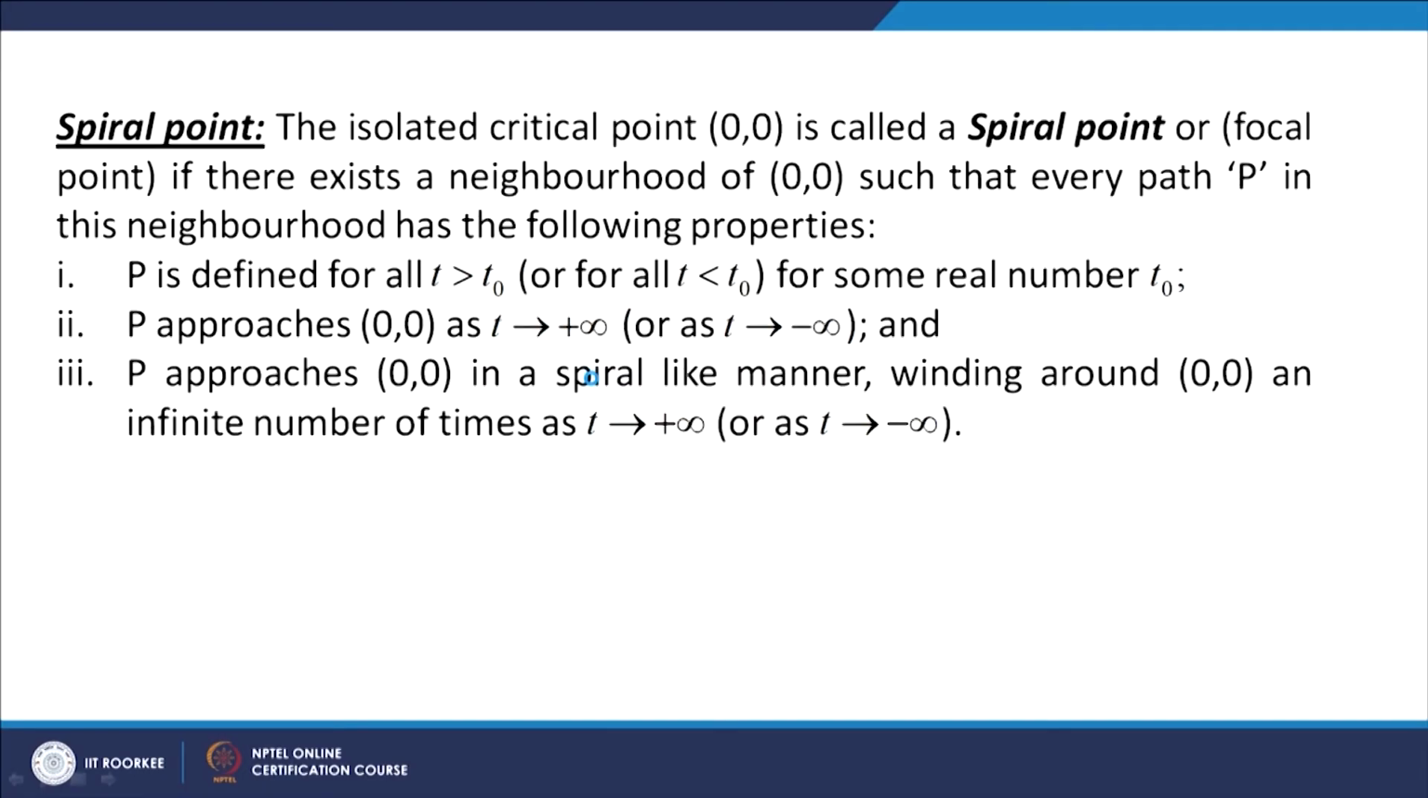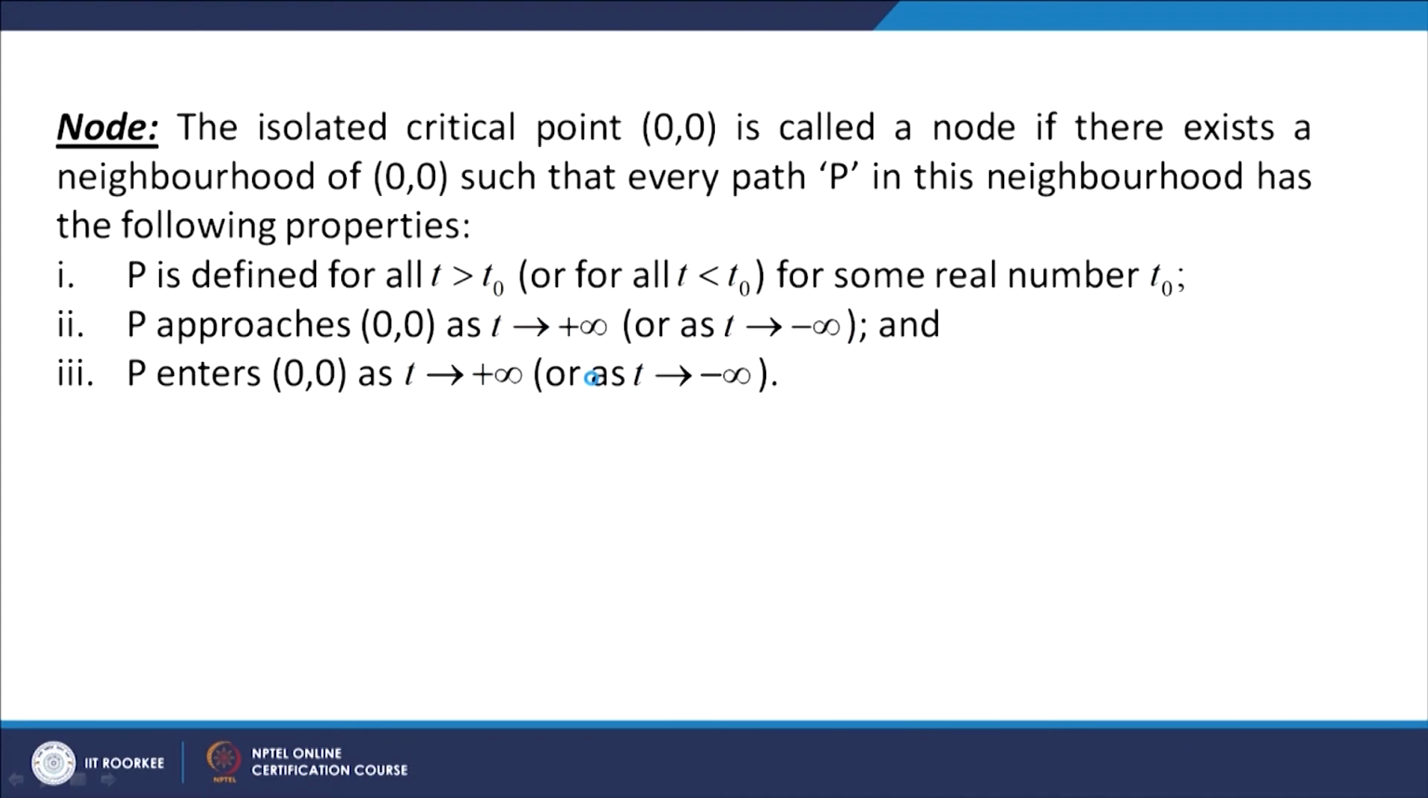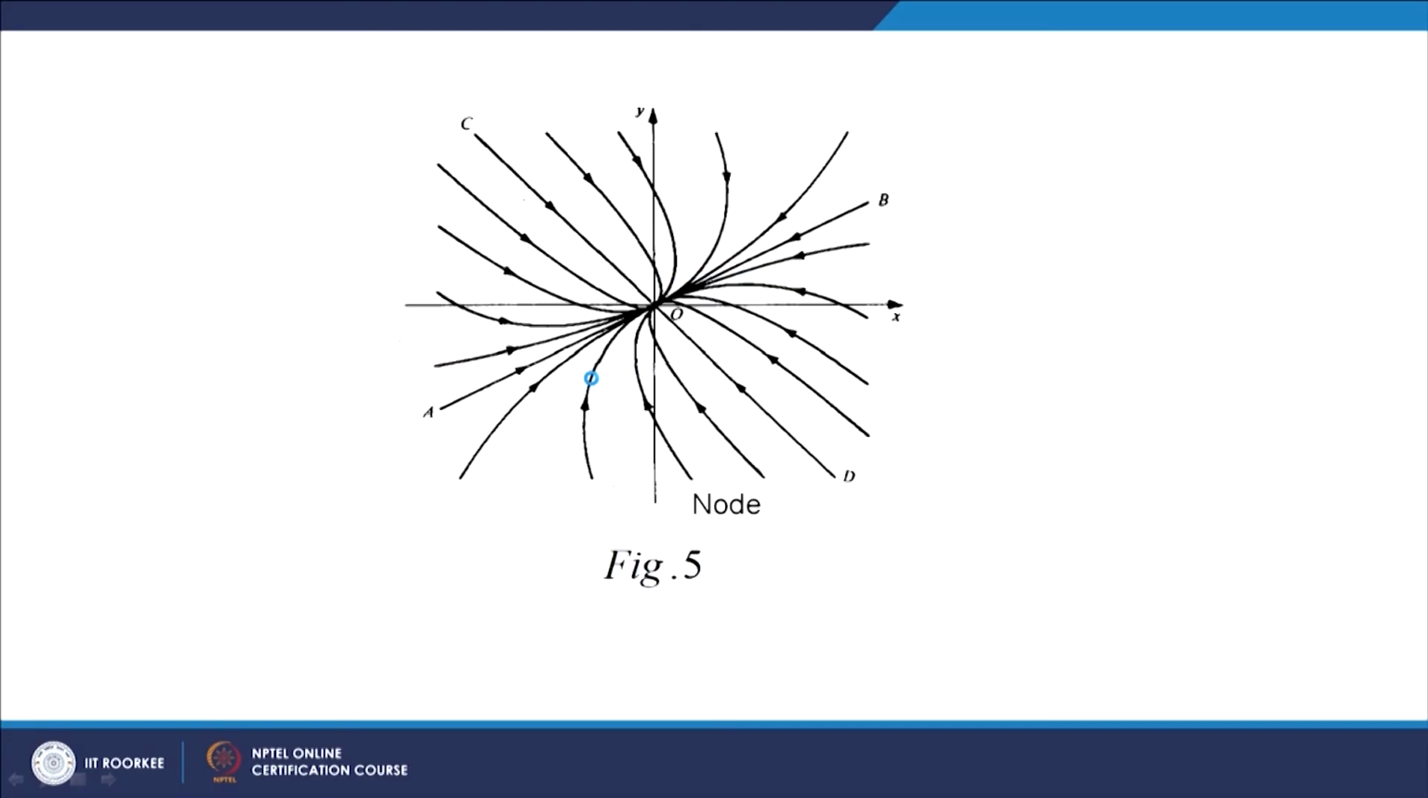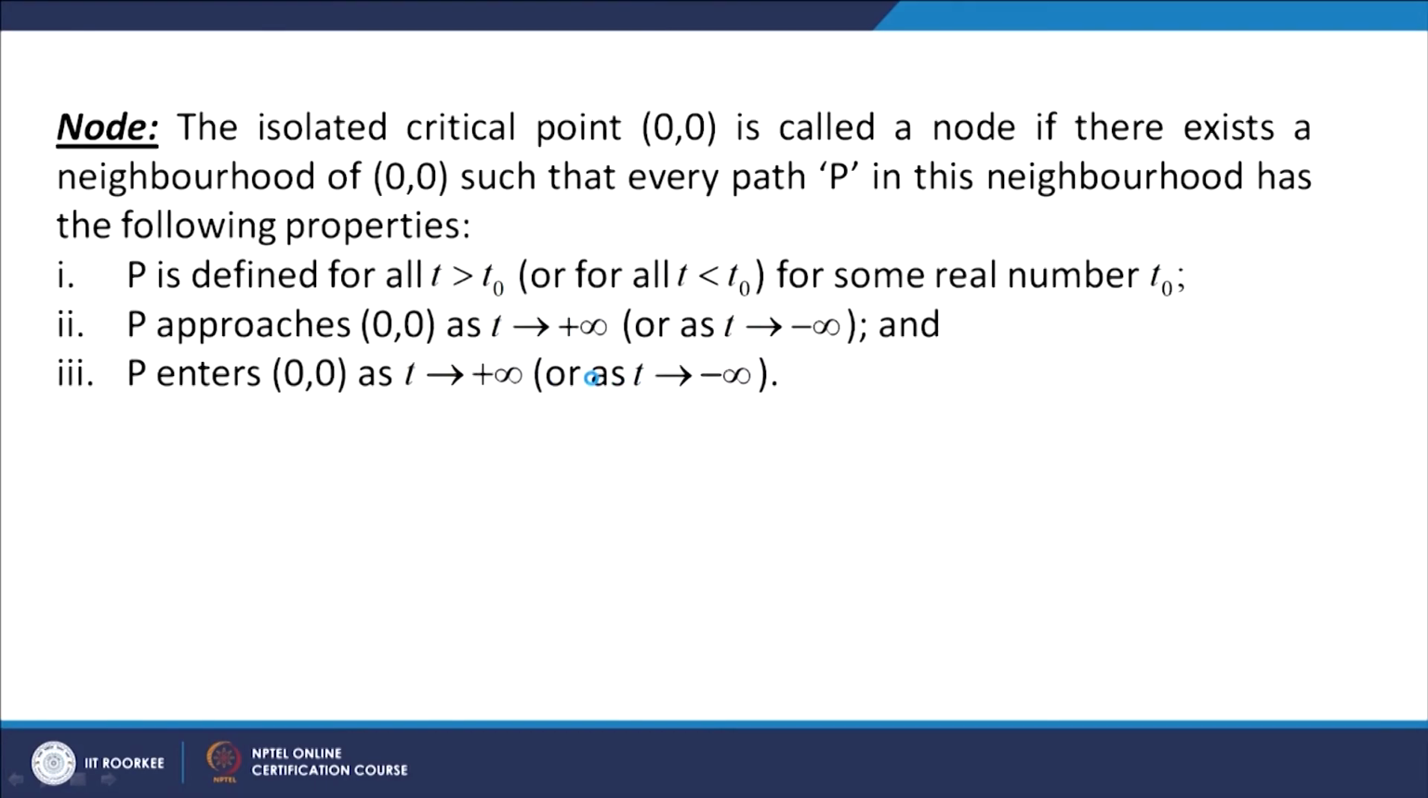Now, in the spiral case, P approaches 0 0 in a spiral like manner, and it winds around 0 0 an infinite number of times. Here P approaches 0 0, or P enters, as t goes to plus infinity or as t goes to minus infinity, but it does not wind around the point 0 0. So, in the case of node, we have P is defined for all t greater than t naught for some real number t naught. P approaches 0 0 as t goes to infinity or minus infinity, and P enters 0 0 as t goes to plus infinity or minus infinity.